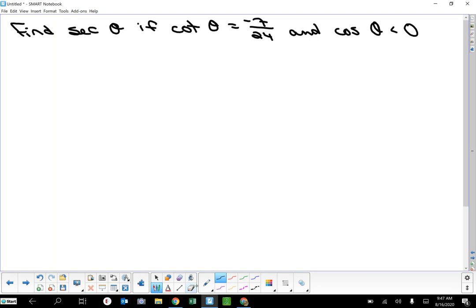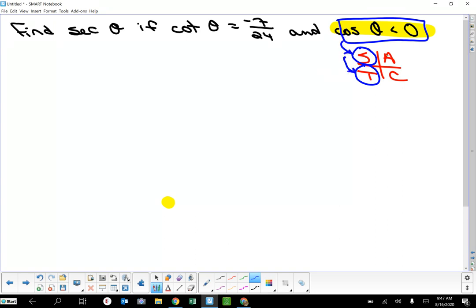So there's two things you need to notice here. One is that cosine is negative. So let's take a look at what we just talked about. Where is cosine negative? We said all students take calculus. So cosine is positive in 1 and 4. So cosine is negative in 2 and 3. Okay? So that's where this part's true. It happens in quadrant 2 and quadrant 3. So we cannot be in 1 or 4 for this problem.